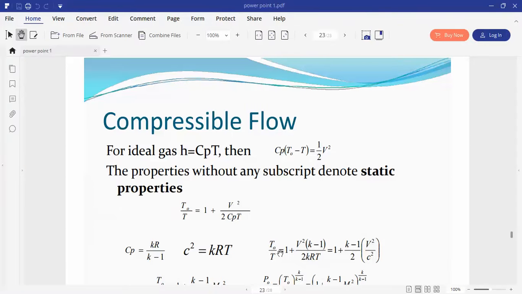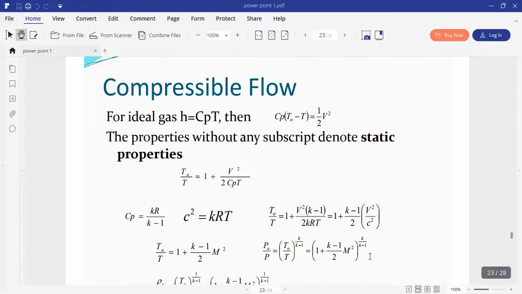Then T naught by T equals 1 minus V square into (k minus 1) by 2kRT, and it equals 1 plus (k minus 1) by 2 into V square by C square, or T naught by T equals 1 plus (k minus 1) by 2 M square.